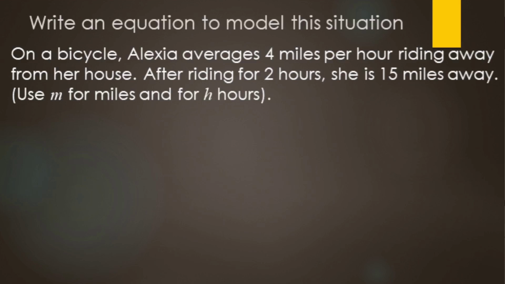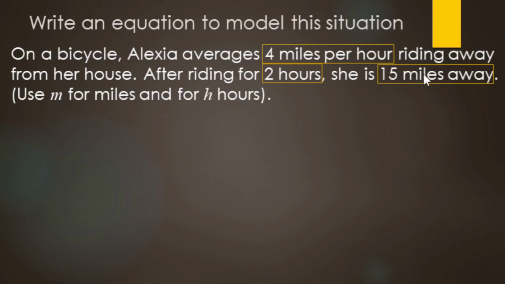So now we're going to write an equation for this situation here. So we're on a bicycle. Alexia averages 4 miles per hour riding away from her house. After riding for 2 hours, she's going to be 15 miles away. So again, we got to look at what information is given. We have a rate. That's kind of like a slope type idea. And then we have another piece of information in the middle of our story. We got 2 hours. She's 15 miles away.